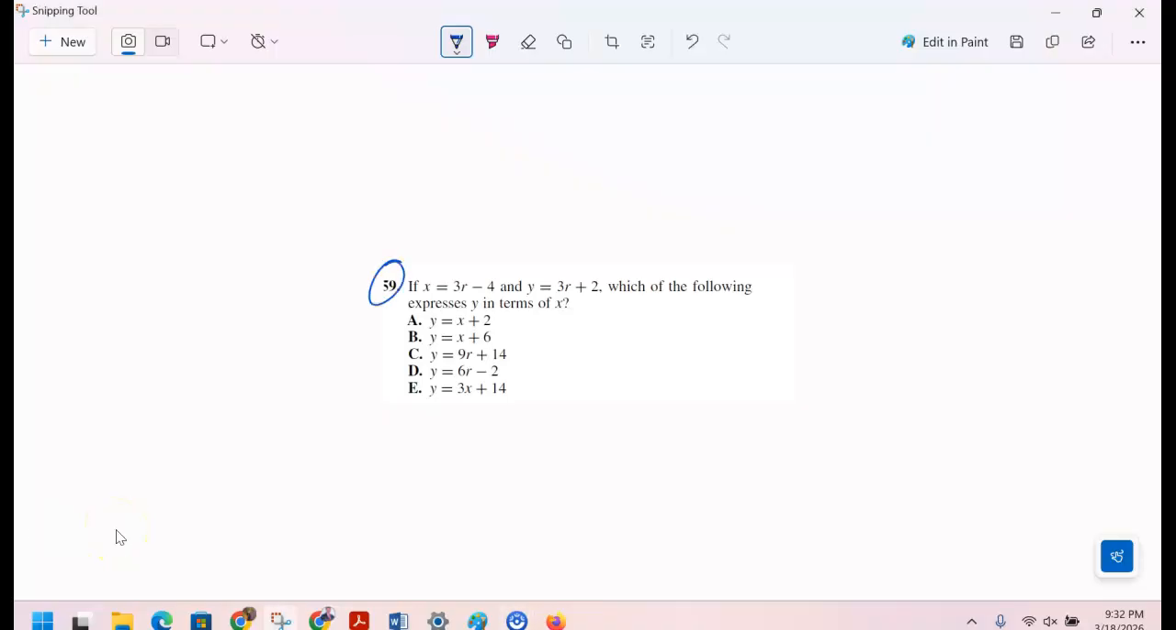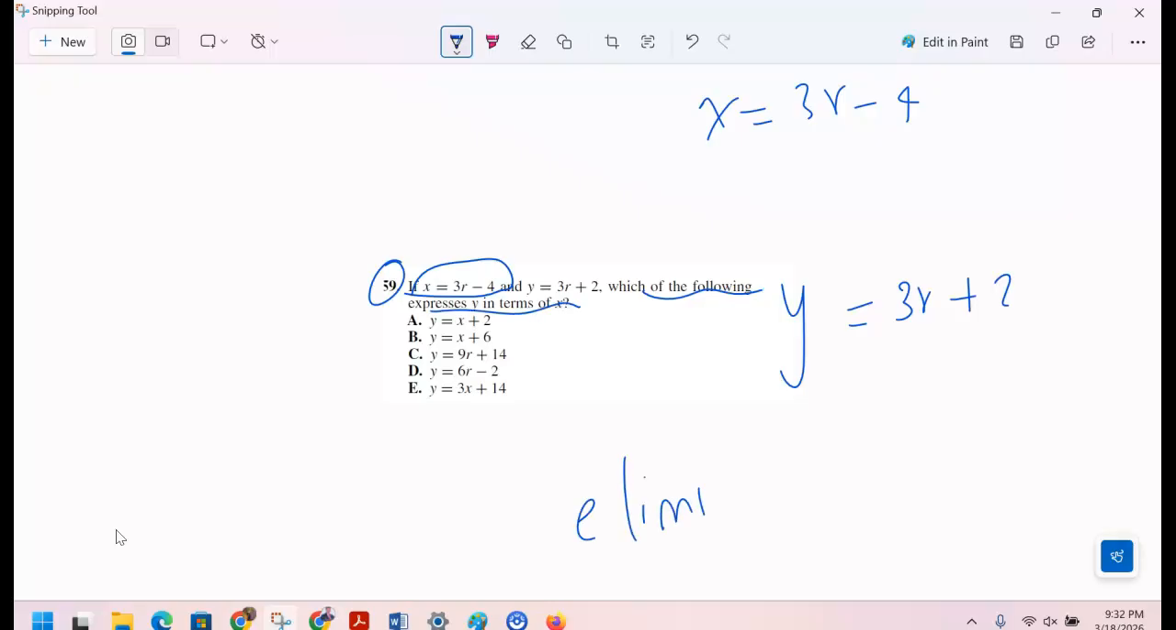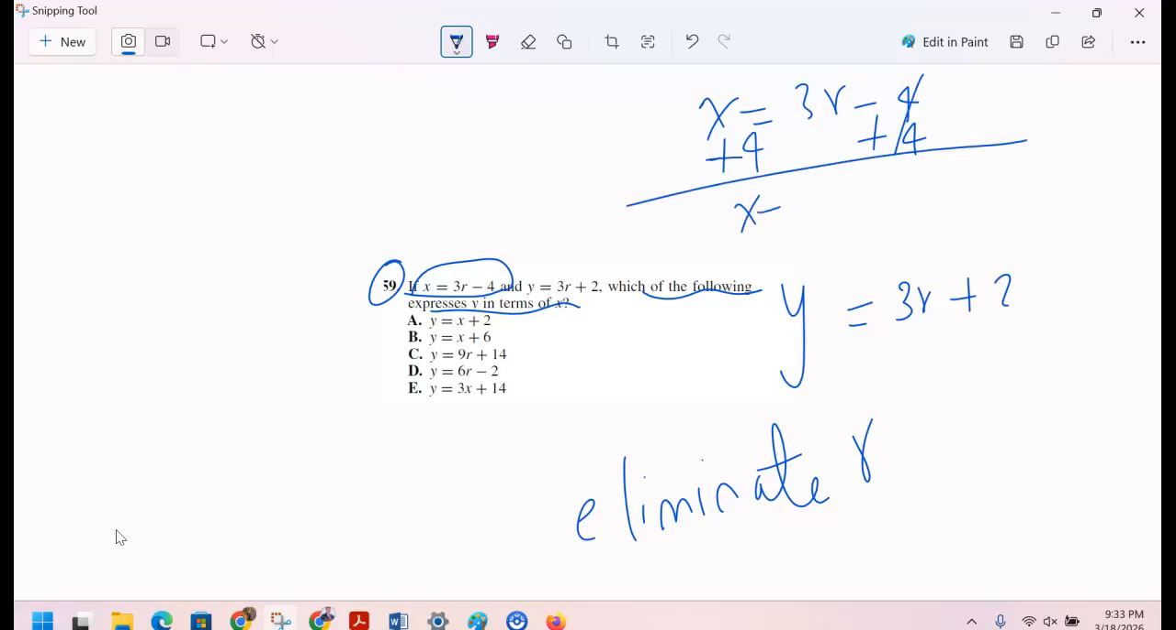Question number 59: x is given as 3r minus 4 and y is given as 3r plus 2. Which of the following expresses y? So you have to eliminate r. How do I eliminate it? I can add 4 to both sides, so this crosses out, and you get x plus 4 is 3r. Dividing by 3, you get r equals x plus 4 over 3.